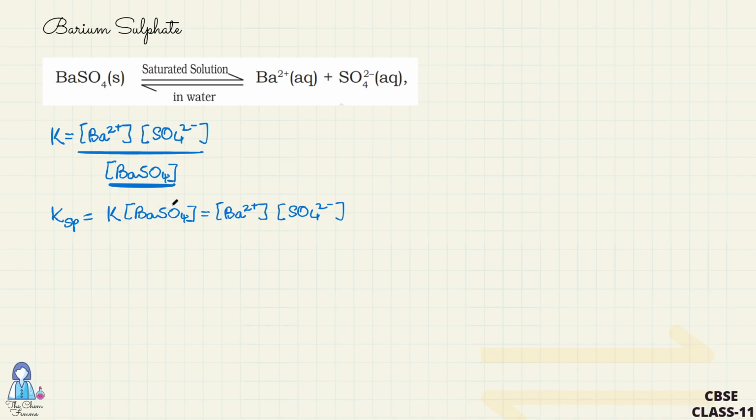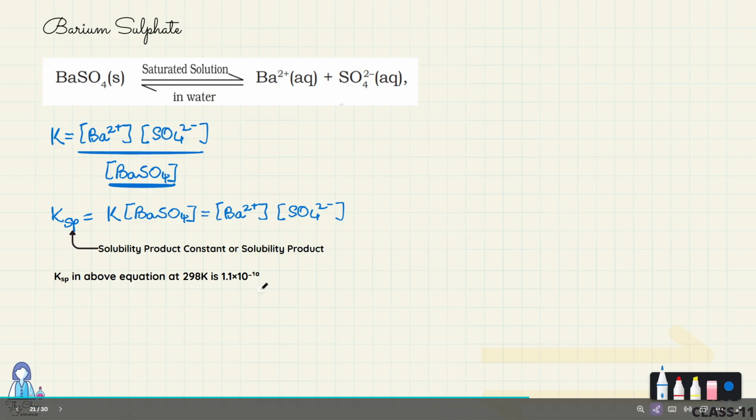So you have barium sulfate and then the concentration of barium ions and SO4 2- ions. This K times the concentration of barium sulfate is the KSP. KSP is the solubility product constant, or the solubility product itself. So for barium sulfate, the value of KSP at 298 Kelvin is going to be equal to 1.1 times 10 to the power minus 10.